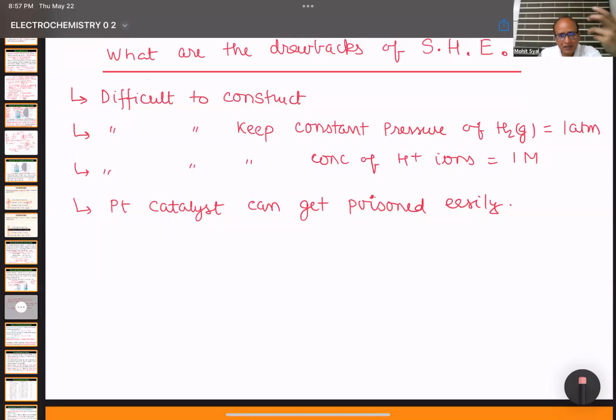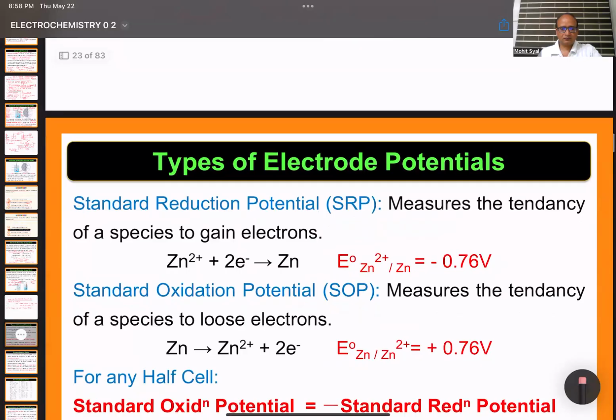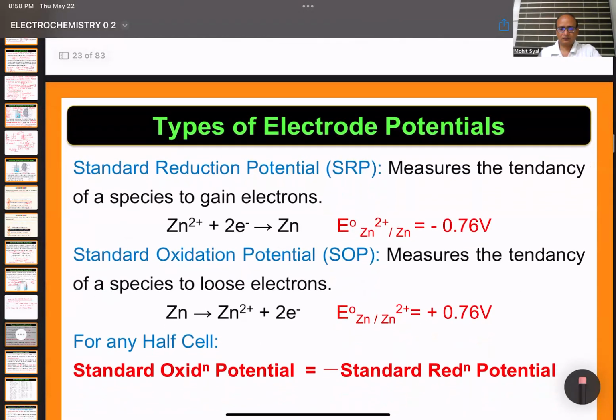Those values are tabulated such that each and every reaction was compared or connected to the standard hydrogen electrode, and with that it was possible to make a list of all the electrode potentials. So I hope this is clear. Yes. Okay.